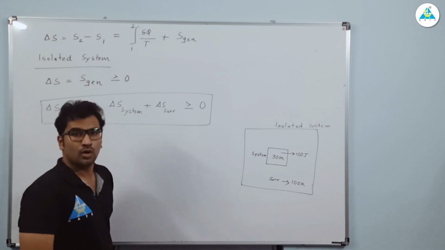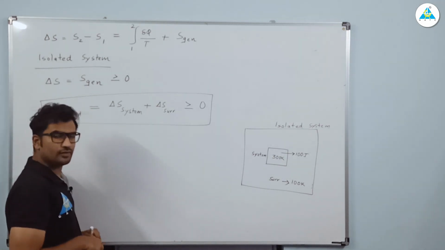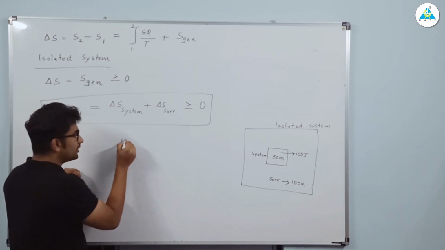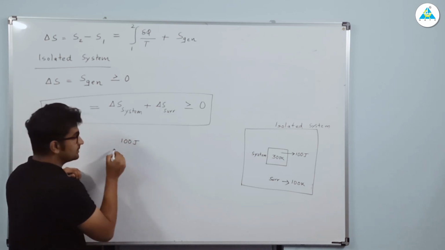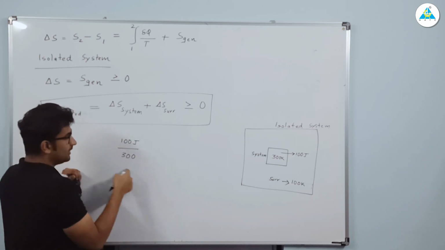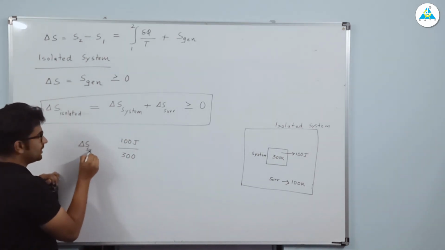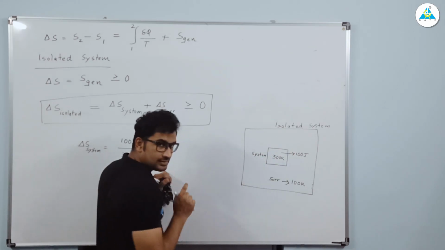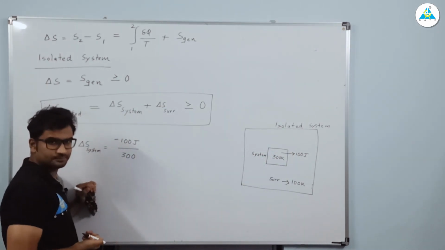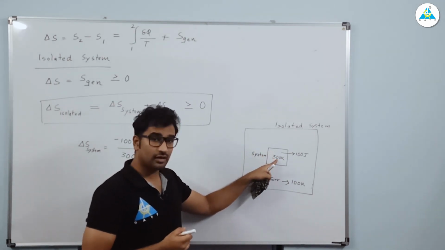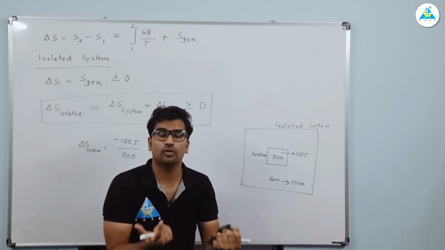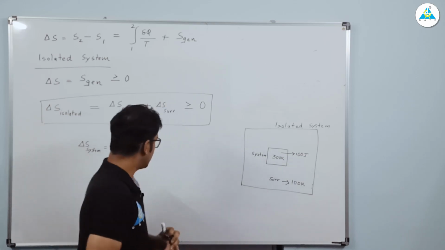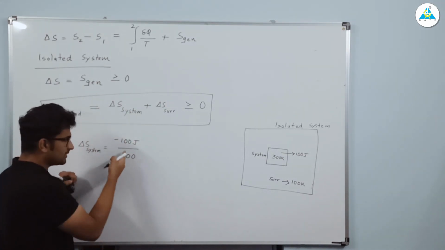Now tell me, what will be the entropy change for the system? The amount of heat transferred is 100 joule, and the temperature of the system is 300. But when heat is released from the system, that amount will be negative, because when a hot body loses heat, its entropy decreases. So the system has a decrease in entropy, no doubt. That value will be minus 1 by 3, or minus 100 by 300.